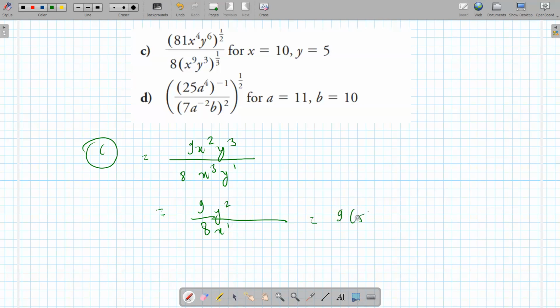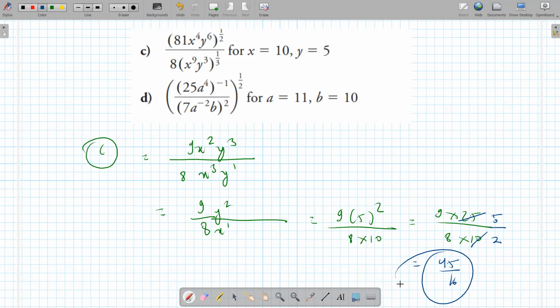And then finally, you want to plug in what they want you to plug in. So y is supposed to be 5, so 9 times 5 squared over 8 times 10, yeah? Can we do anything with this? 9 times 25 over 8 times 10. What do we do with this? So 5 goes into 25 5 times. 5 goes into 10 twice. So you have 45 over 16 as your final answer, and you're done. Cool.